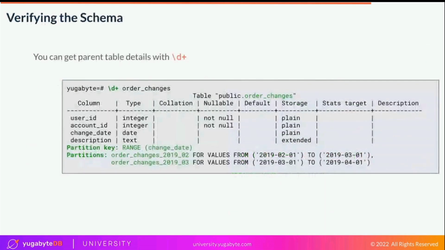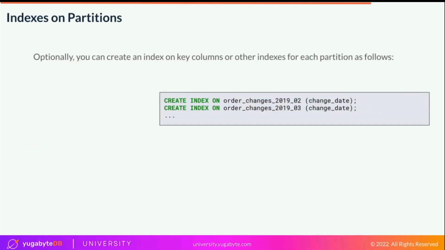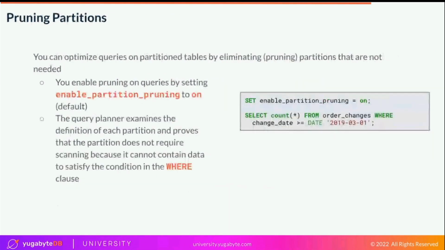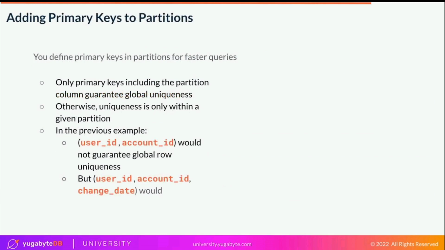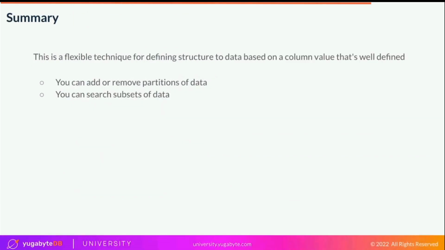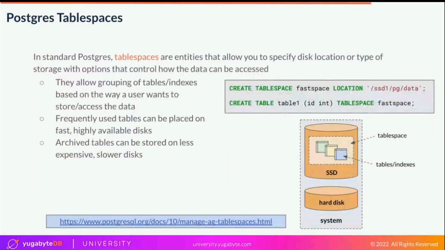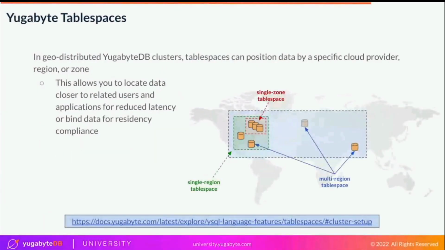So that's pretty straightforward. And we looked at the default partition. You can index the partitions as well. I didn't show that. You can also drop or remove partitions as needed, create partitions, and so on. And then with table partitioning and geo-distributed data, we'll take advantage of something known as a tablespace, which is essentially associated with a location for storing data. But we do it in the context of our cluster topology, our placement information. So we can do that.